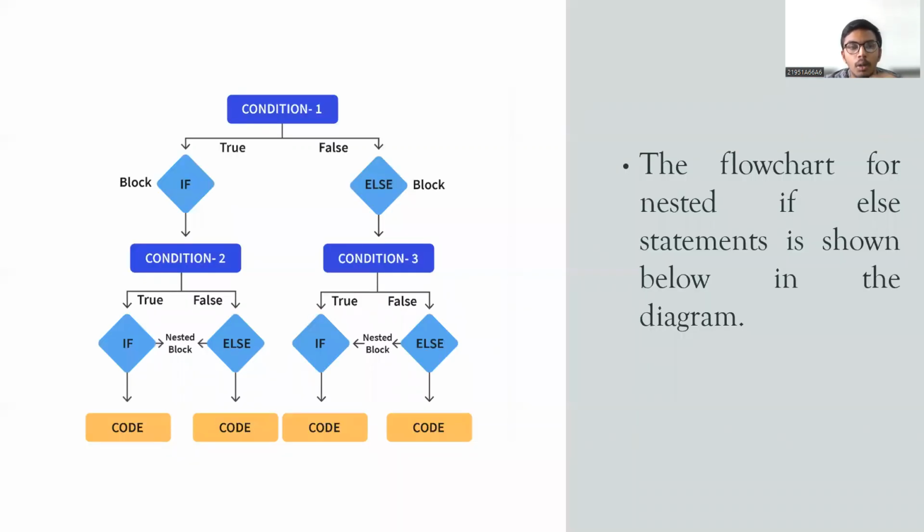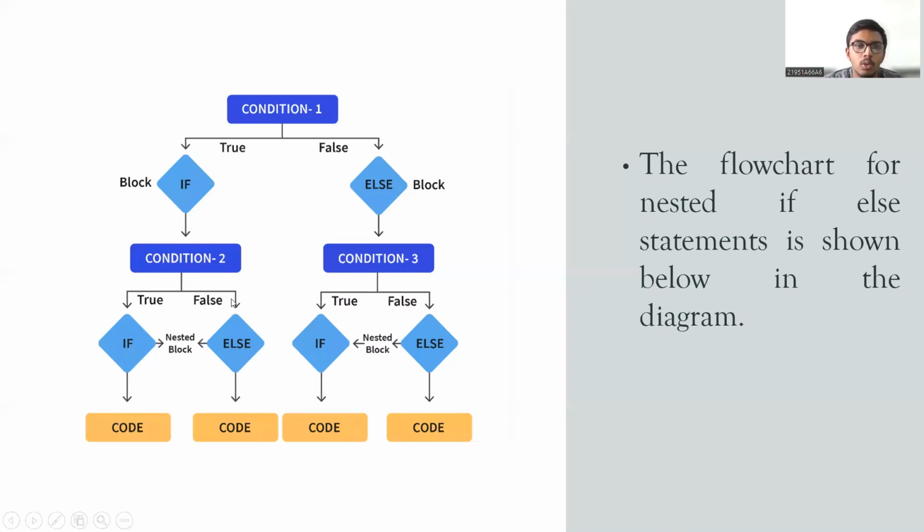First, condition 1. Condition 1 goes true or false. In true, we have the if block. Next, it goes to the second condition. In that second condition, true goes to if and false goes to else. They have the nested block and the code executes.